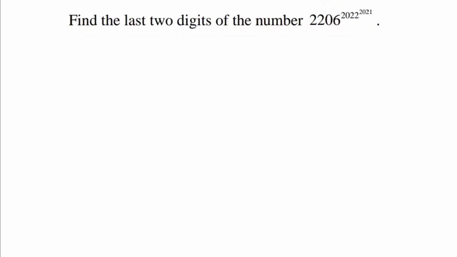Let us find the last two digits of the number 2206 power 2022 power 2021. So as we know that 6 power n has a cyclicity of 5, let us know what remainder will be obtained when we divide this exponent by 5. So to find that, let us use congruency modulo for 2022 whole power 2021.